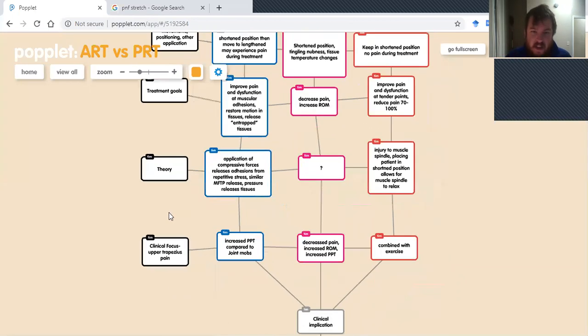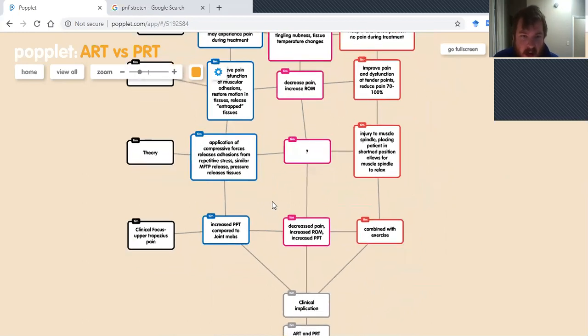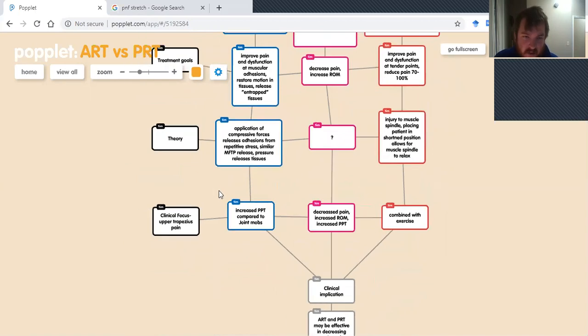So, clinical focus, this is kind of difficult to find. I couldn't find any articles that compared specifically ART versus PRT. But I did find two different articles that looked at upper trapezius pain and neck pain in general, and compared the two against different things.